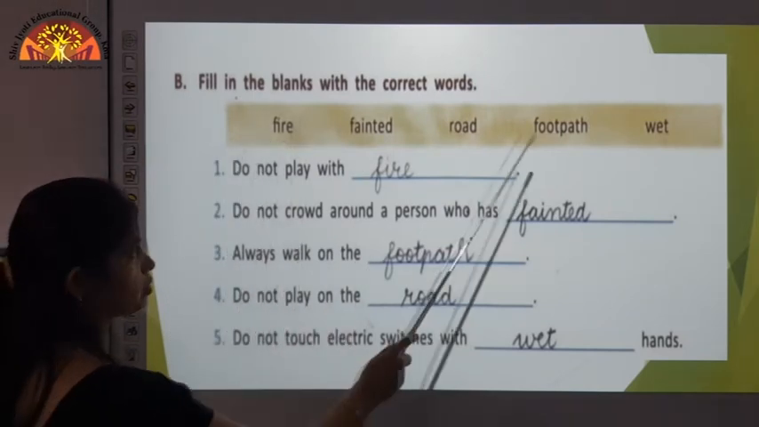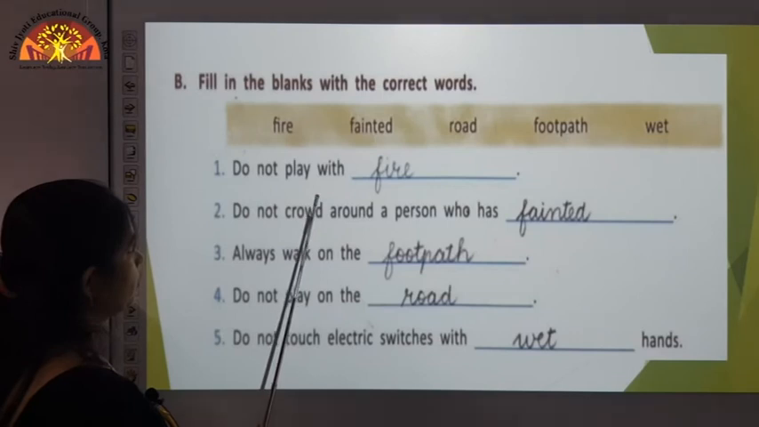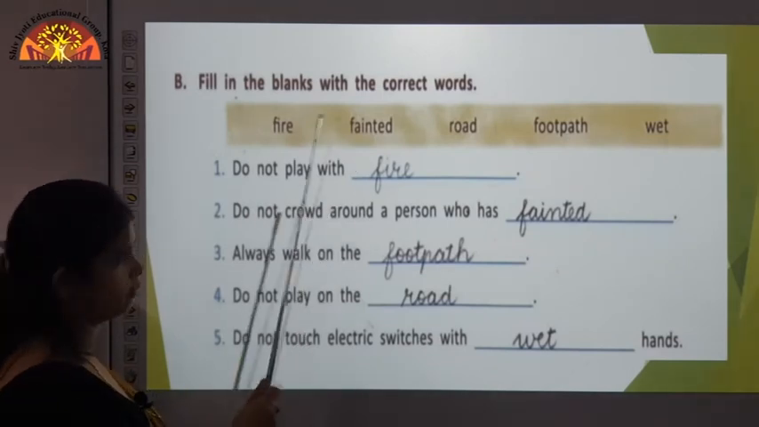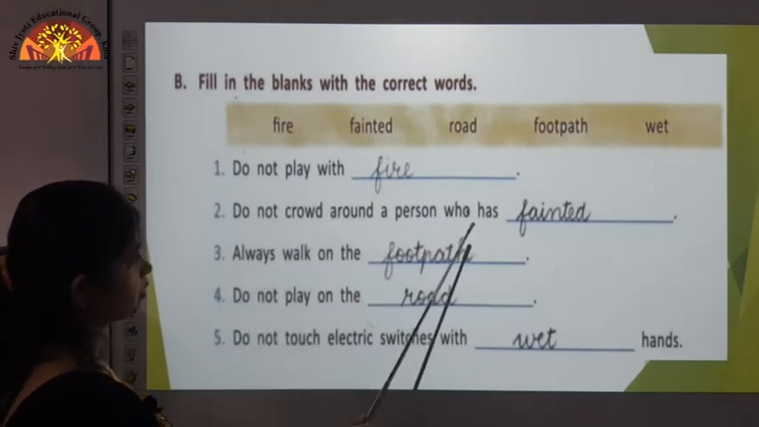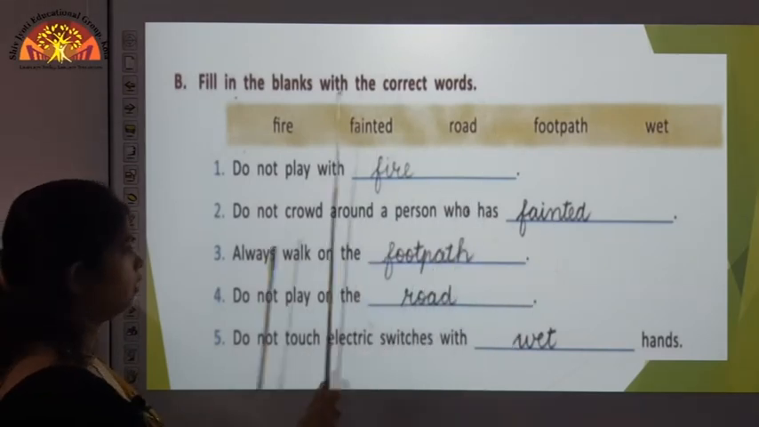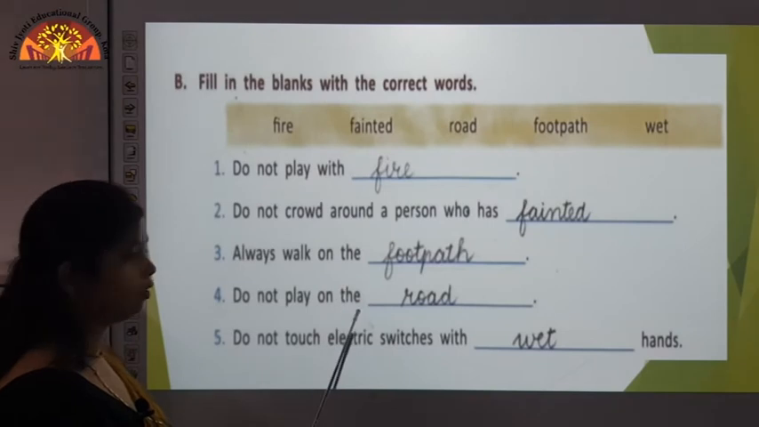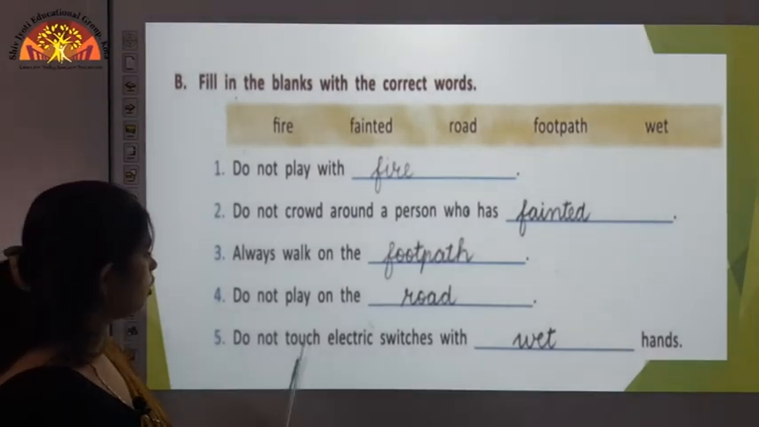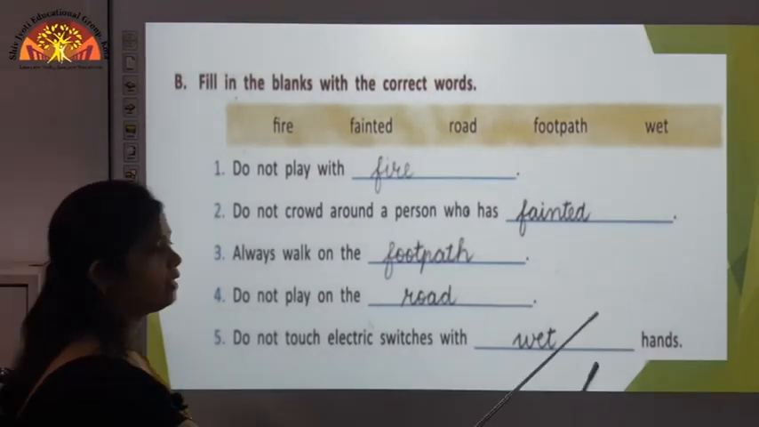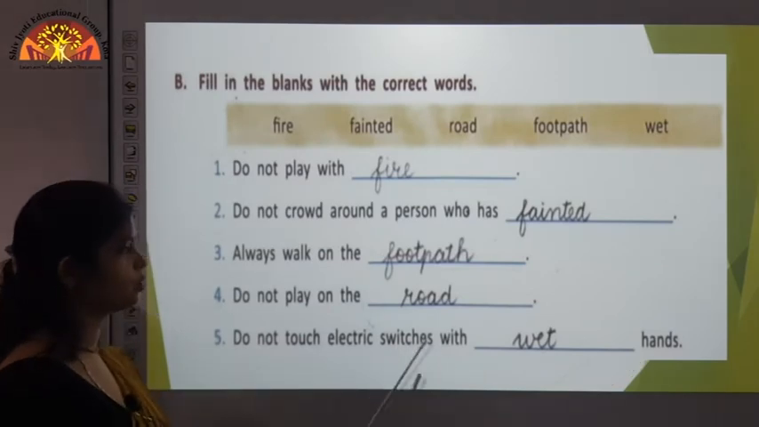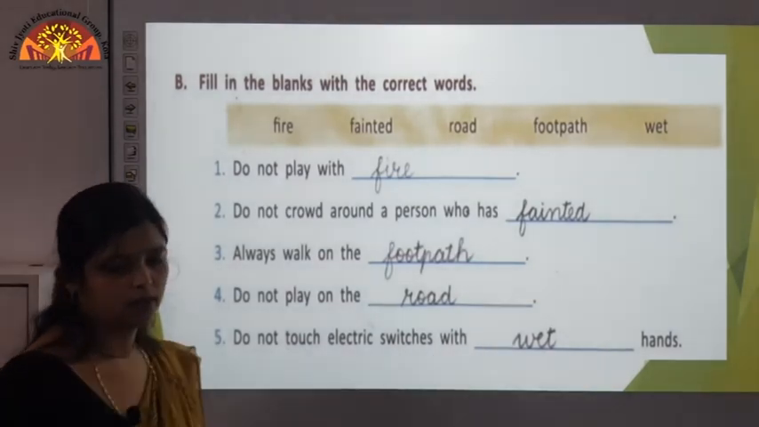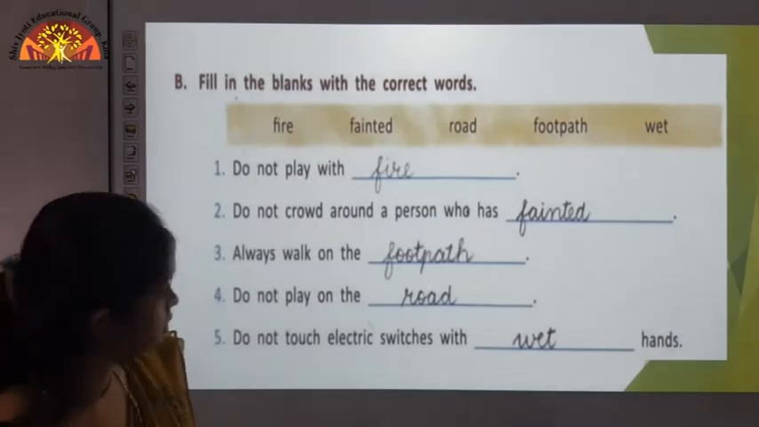Now here a help box is given to you. Do not play with fire, so we should not play with fire. Do not crowd around a person who has fainted. Always walk on the footpath. Do not play on the road. Do not touch electric switches with wet hands. So we should not touch electric switches with wet hands. Now we move to the next exercise.